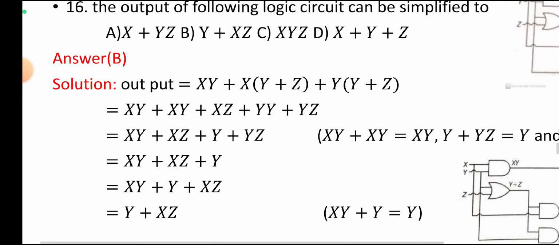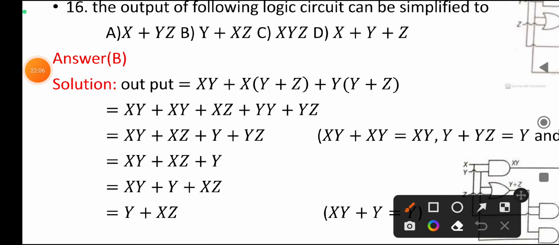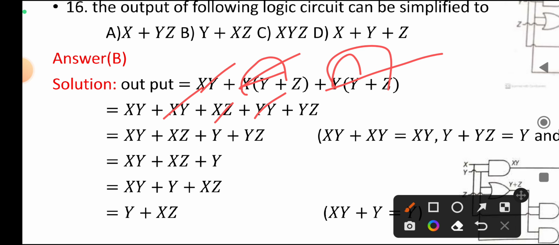And we have to simplify it by using the laws. Here, xy plus x into (y plus z) plus y into (y plus z). So that is the output we just got. Now multiply this inside, and this also inside. Here xy, and here xz, next yy, yz. You know yy is y only, not y square, right?